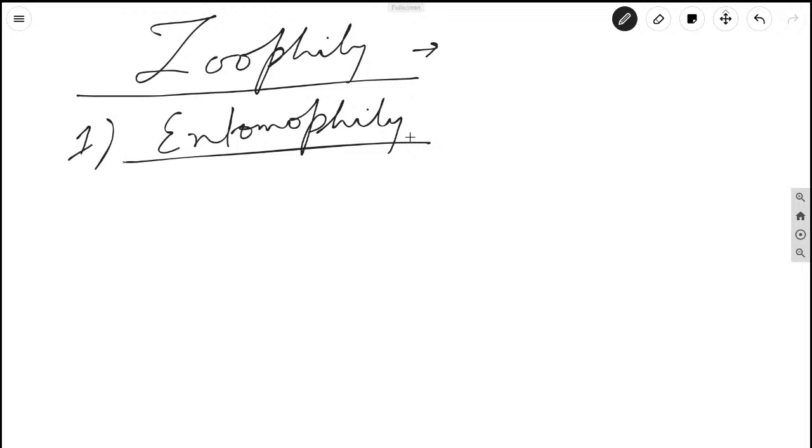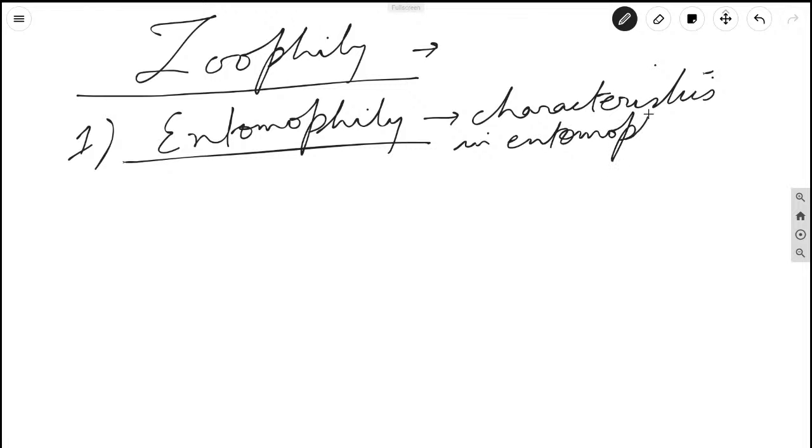Means the insect pollinated flowers, entomophilous flowers, it will be happening via the insect. So what are the characteristics that must be present in the entomophilous flowers?